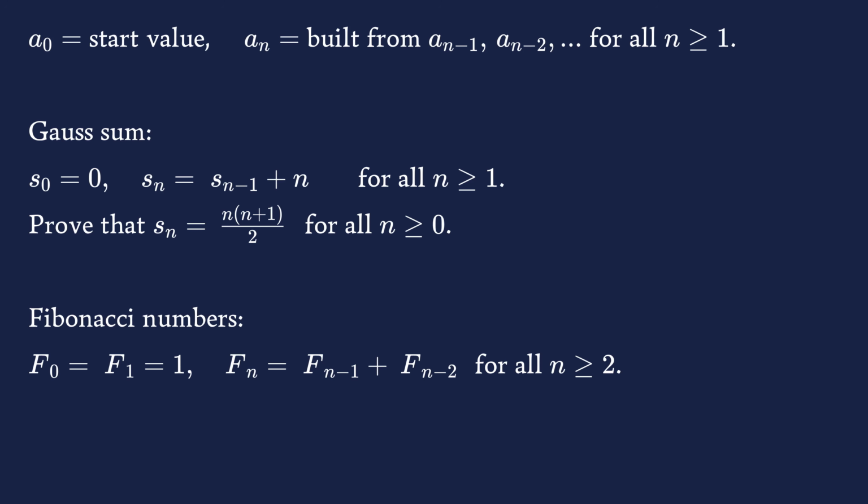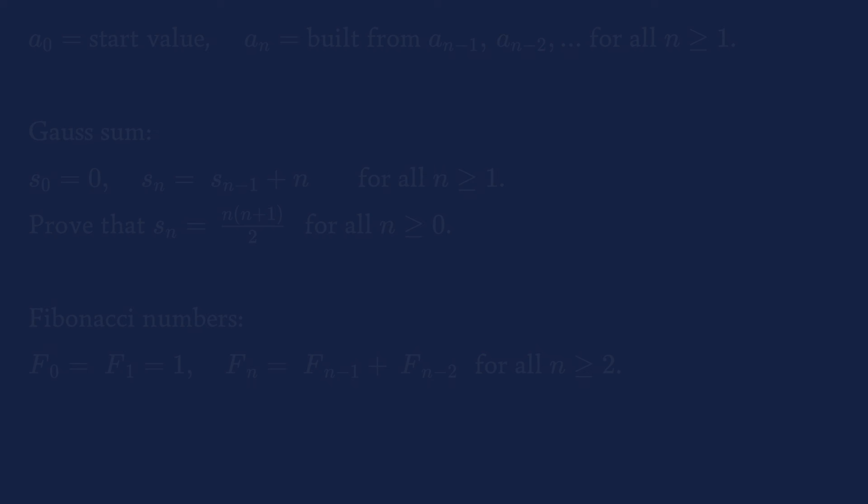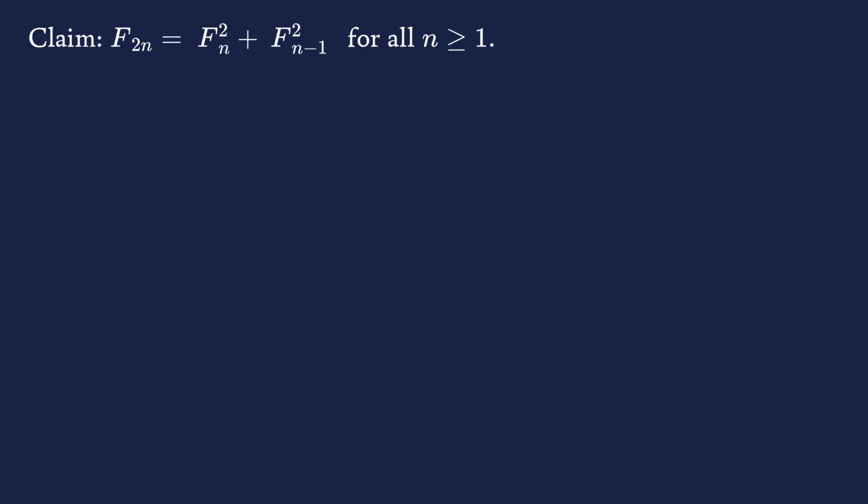There are dozens, if not hundreds, of common properties and identities one can show for this sequence. Here I want to look at only one, namely that for all n at least 1, the 2nth Fibonacci number is the square of the nth Fibonacci number plus the square of the n minus first. Any such property for a recursively defined sequence should be provable via induction. Emphasis on should. Let's give it a try.